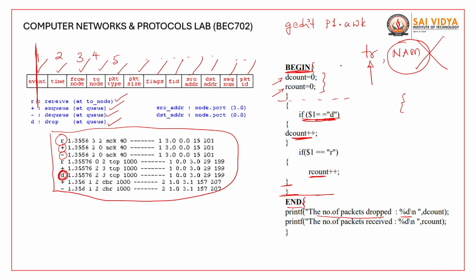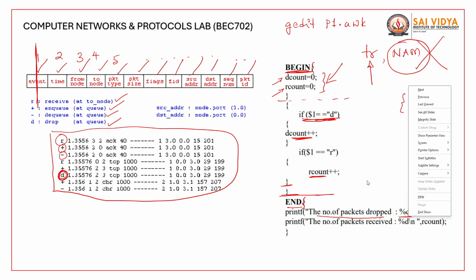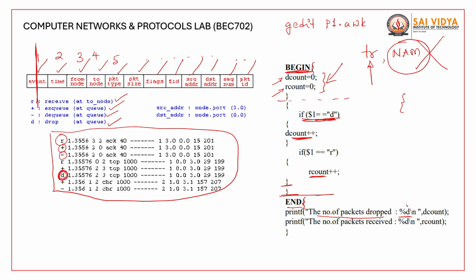%d is nothing but an integer type. Therefore, you have written the %d specifier as in C. Now, what is the variable name? dcount. What you have to do? You have to print here. Similarly, write the second statement and close it. So this is part 1 and this is part 2 of the AWK file and this is part 3.